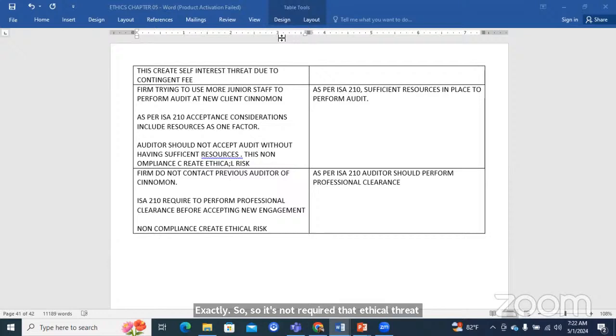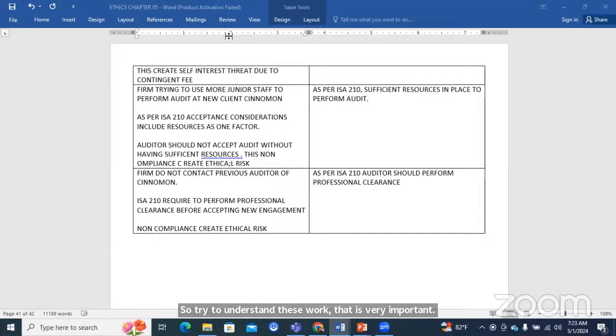Yes. Don't mention self-review or self-interest or whatever within your answer. When you are talking about ethical issues, don't use the word threat. But when you are talking about a threat, mention it as a threat. You got my point? Here, did I mention any threats? I didn't mention any threat, because it's a risk. But here, contingency fee, I mentioned self-interest threat, because it's a threat. So try to understand these verbs, students. That is very important.